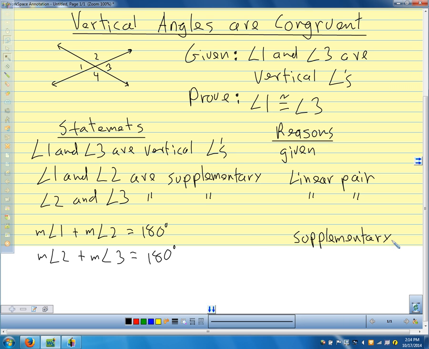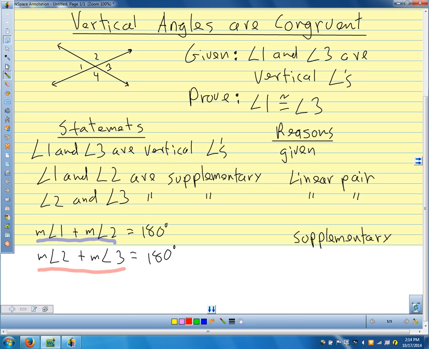All right. Now we have two things. This top line that adds up to 180 and this bottom line that adds up to 180. What does that tell us about how the measure of angle 1 plus the measure of angle 2 compares with the measure of angle 2 plus the measure of angle 3?